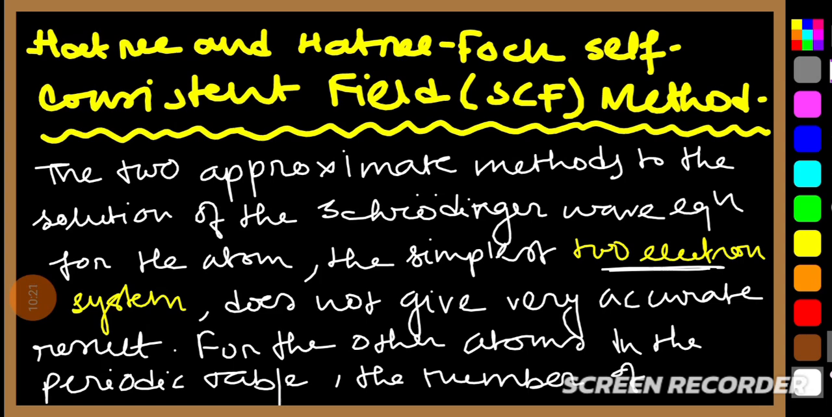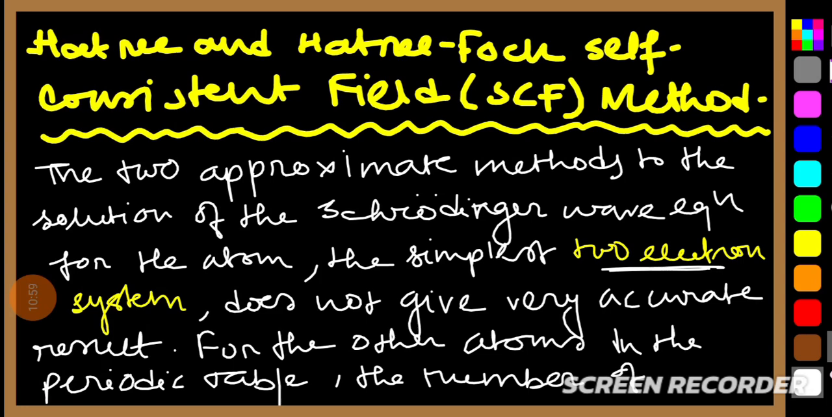For the Schrödinger wave equation for multi-electron systems, there are only two theories, perturbation theory and variation theorem, and these two methods are called approximate methods. In the first line, the two approximate methods mean these two, variation theorem and perturbation theory, for the solution of the Schrödinger wave equation for the helium atom, because helium is also called a multi-electron system, as there are two electrons there. You know the electronic configuration is 1s2.